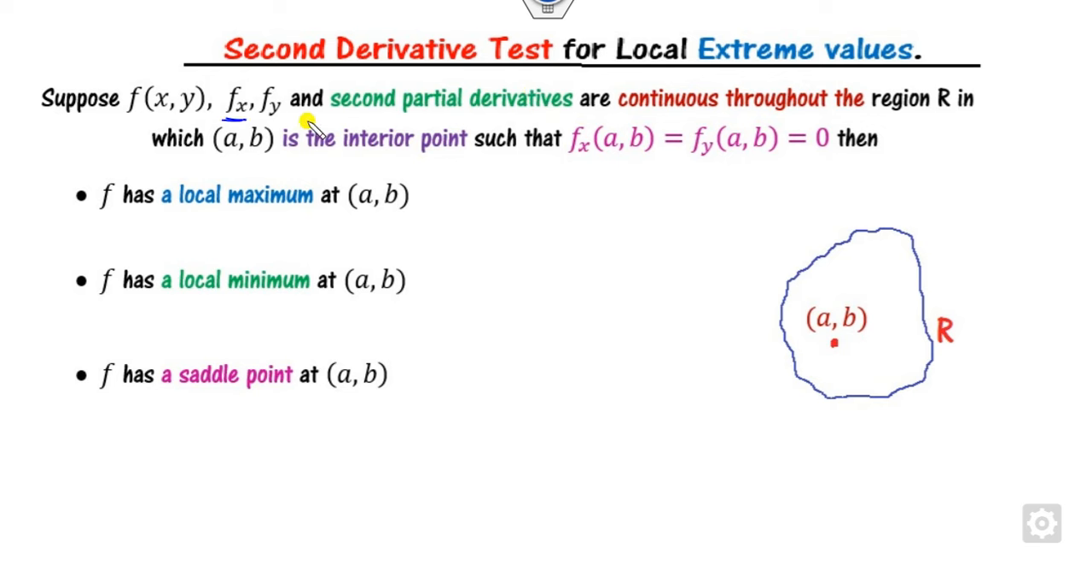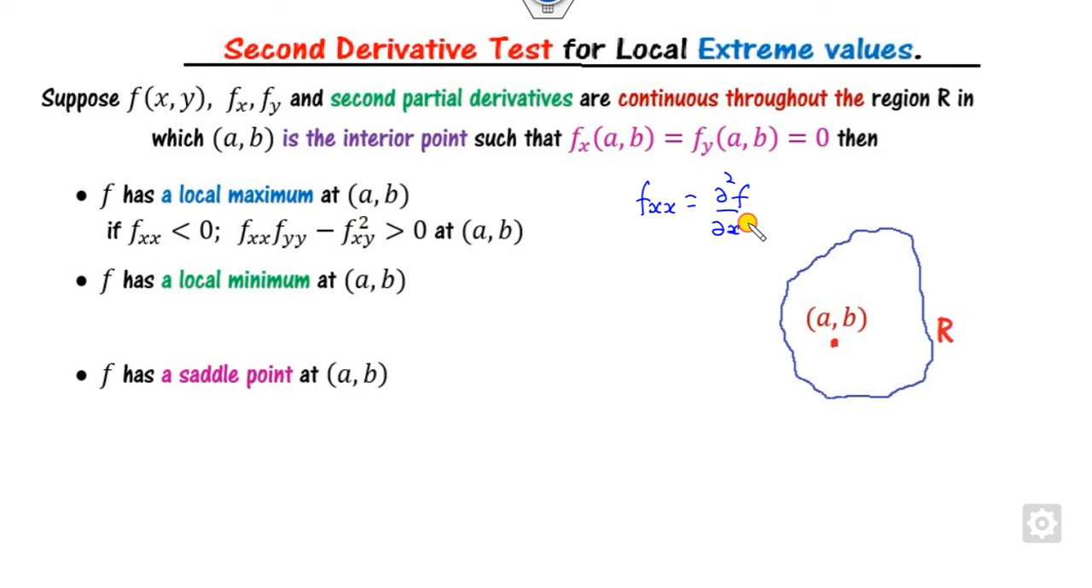whenever the first derivatives of f with respect to x and y exist and are continuous over the region R. And what is the meaning of that? This is where the first derivative test holds. Then we can find the second derivative, fxx. Whenever this value is less than 0 and this value is greater than 0 at this point, then we can say this point is a maximum.